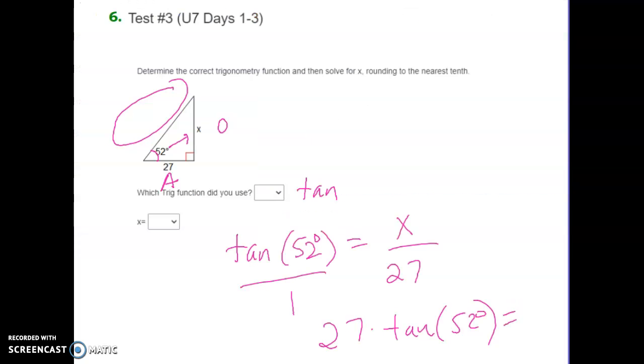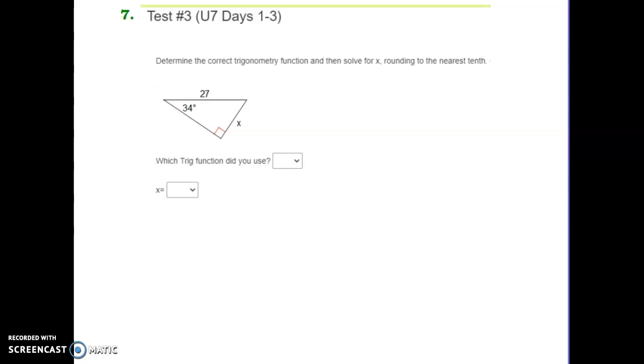And rounded to the nearest tenth is 34.6. All right, number 7.